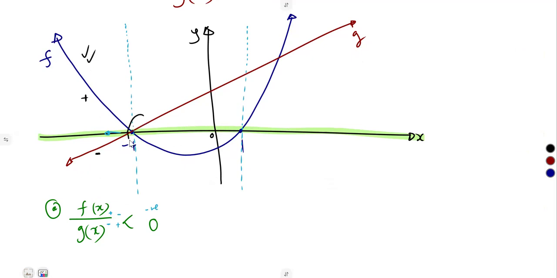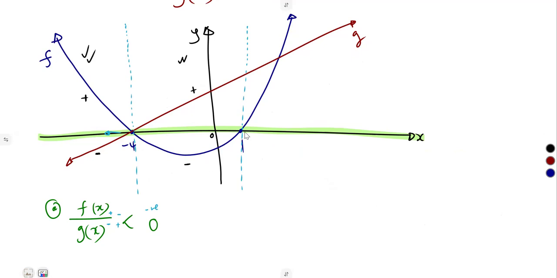Let's move on from -4 up to 1. What is now happening is that f is below the x-axis, which is negative, whereas g is found above the x-axis, which is positive. Positive over negative, this is exactly what we want. So this region also satisfies our solution.